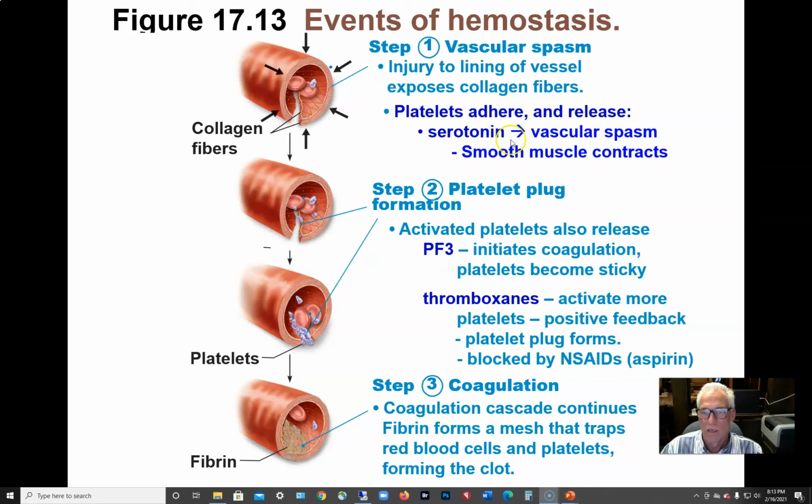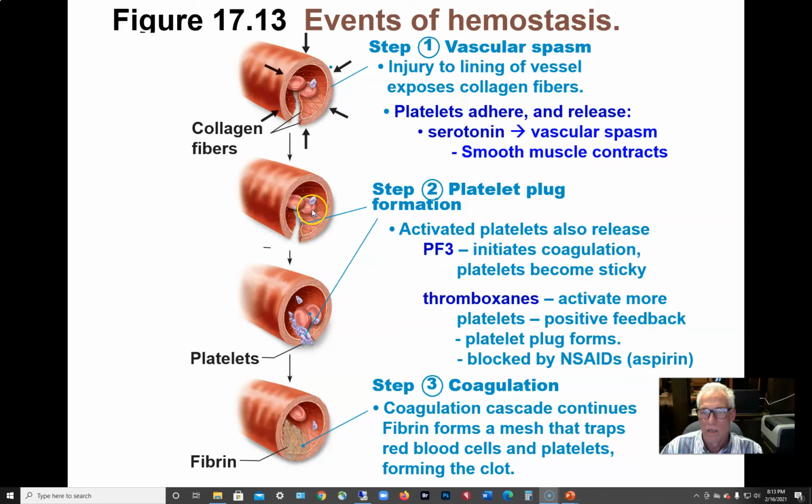When they release their granules, one of the components of the granules is a chemical called serotonin, and serotonin causes the smooth muscle in blood vessels to contract. We're going to constrict those vessels down to help block a lot of the blood flow from coming to this damaged area. That's called vascular spasm, major contraction happening there.